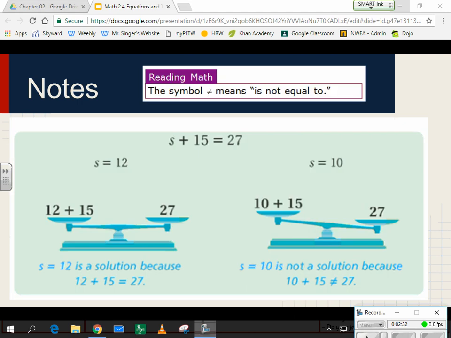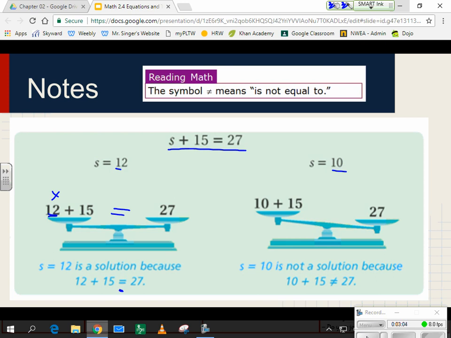So here's one more example where we can look at an equation. It has an equal sign, so it's got to be an equation, with s plus 15 equaling 27. Well, if we did some plug and chug, and I told you to plug in 12 for s and plug in 10 for s, and you looked at our balance beams here, you can see what we get. If we put 12 in here, that would have been x, and 12 plus 15 is 27. This is a solution. You can see they're balanced. So we use the equal sign.